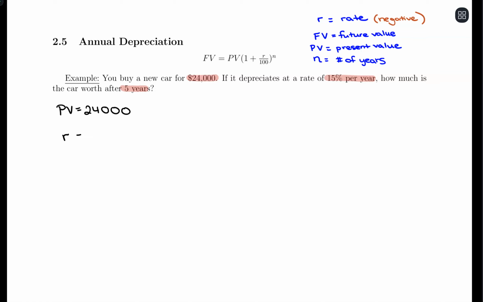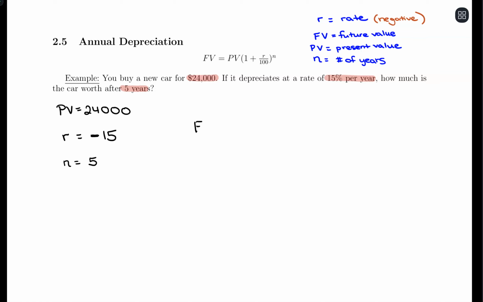The rate is 15%. Because it's depreciating, we're going to make that negative, so we're going to use a negative 15. And again, in comparison to those previous examples, where we were using something like 0.15, here we just use negative 15, because when we divide by that 100, that'll take care of that conversion to a decimal. All right, and then we have n equals those 5 years.